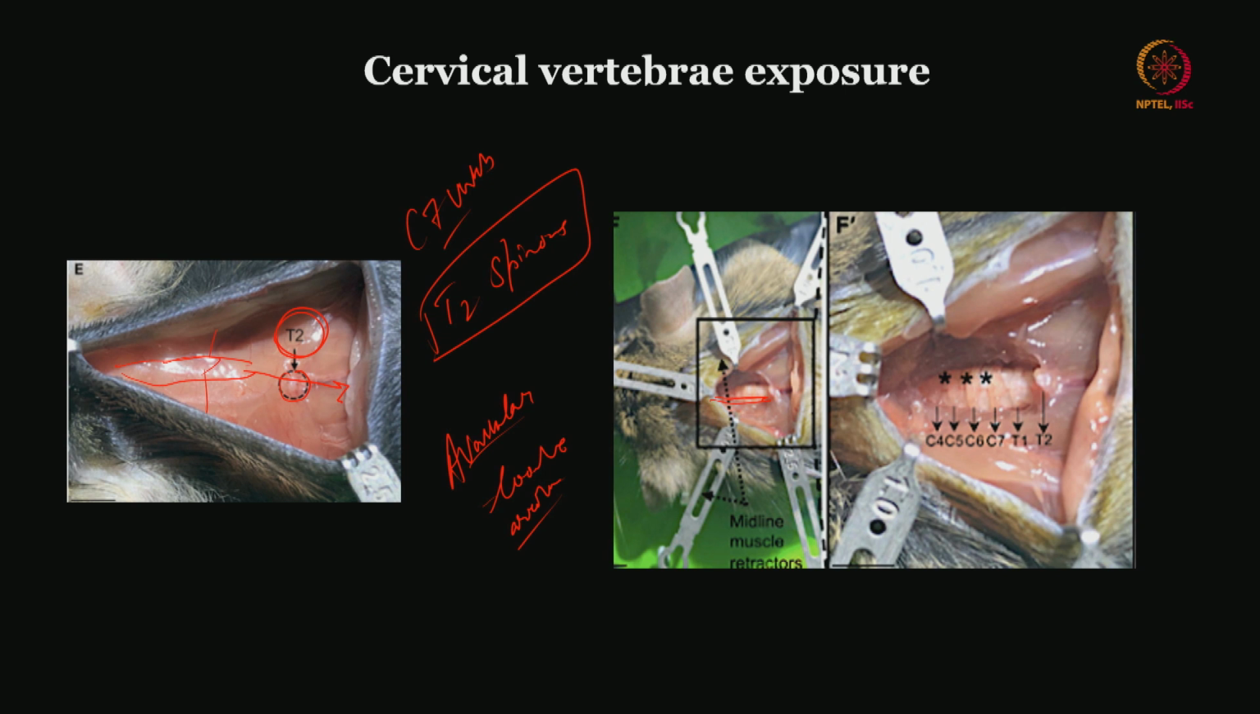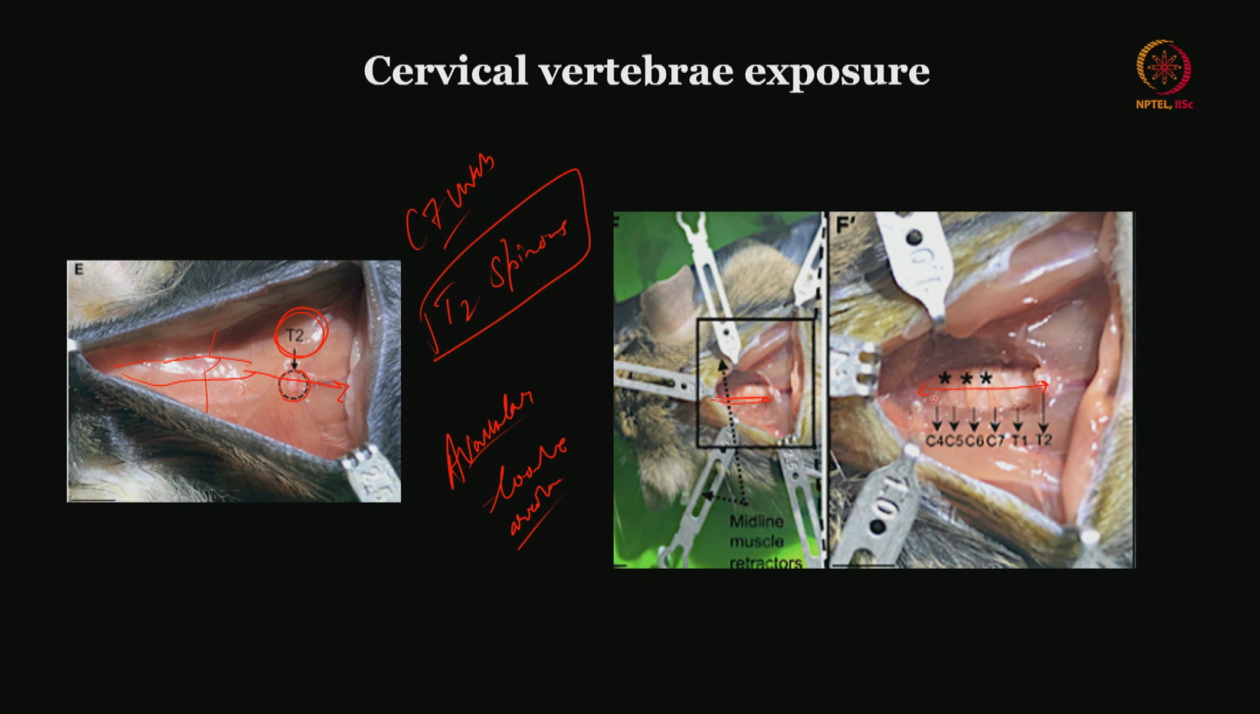So if you are in the strict midline, you will ensure that it goes through the avascular plane, and then you can expose the vertebra as shown here. So that was the midline, alright. So from the T2 you can count upwards: T1, 7, 6, 5, 4.